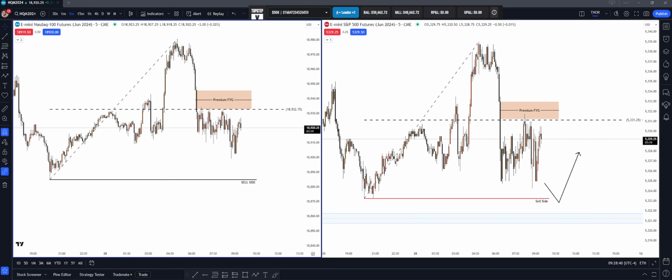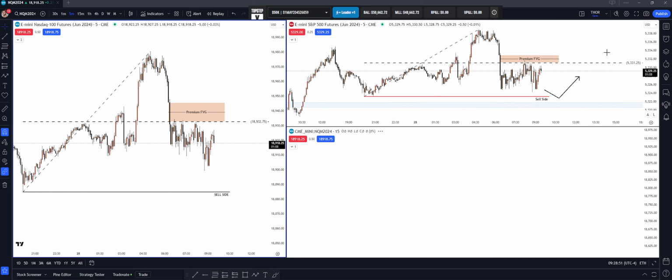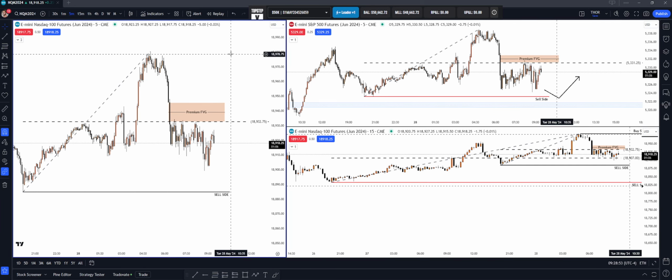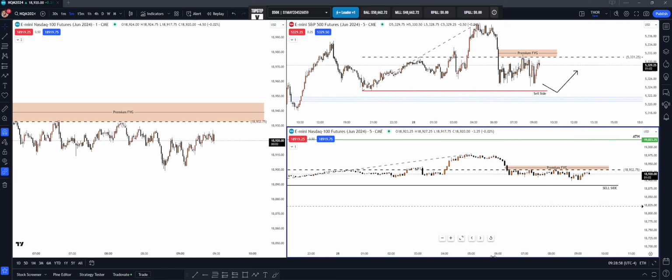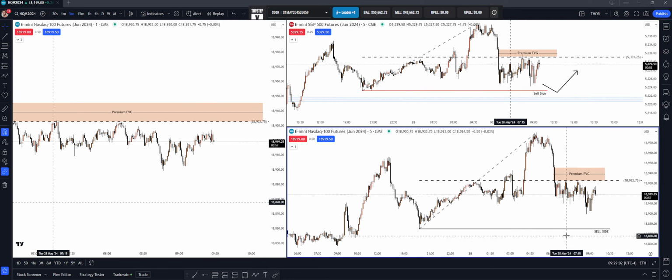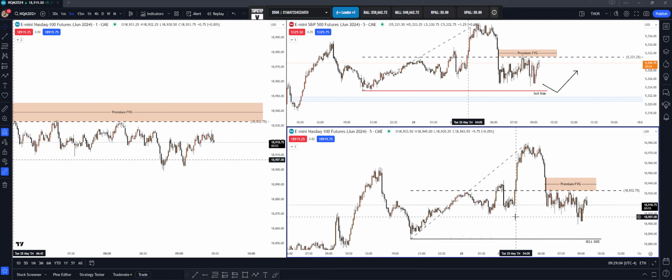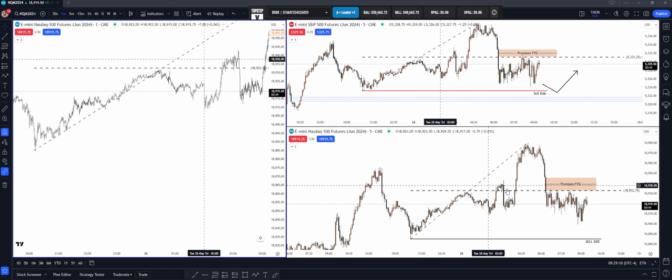I see Asia low as strong liquidity today. Asia low is, yeah, the sell side. All right, let's switch down to the 1-minute chart. So I'm going to keep the 5-minute on here. And the sell side.